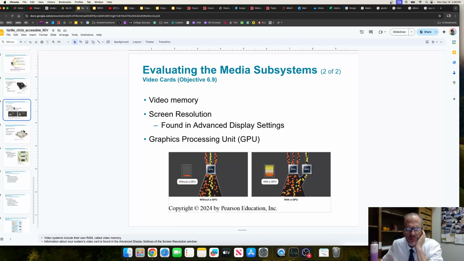And then we have video memory, screen resolution, and graphics processing unit. This is a really nice diagram. If you're trying to push everything through here, your CPU could get bogged down without a GPU. But with a GPU, you could take all of your things that are related to your graphics. So this is the central processing unit, and this is your graphics processing unit. It's designed for processing graphics, and you could run all of your graphics processing through that, which is going to make your computer more performant and better at video games and video editing.